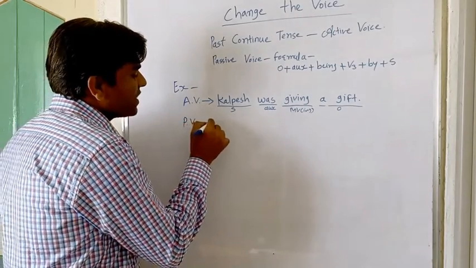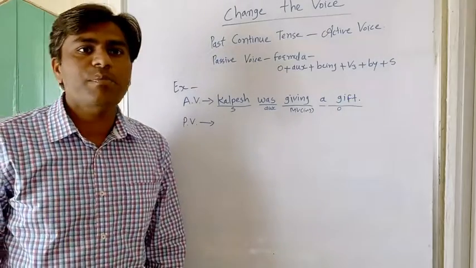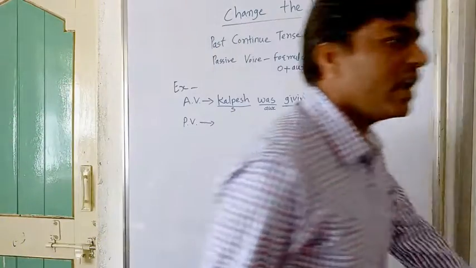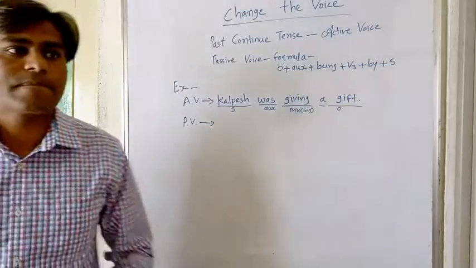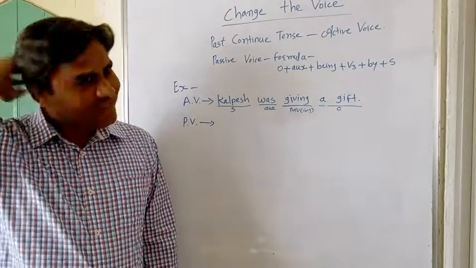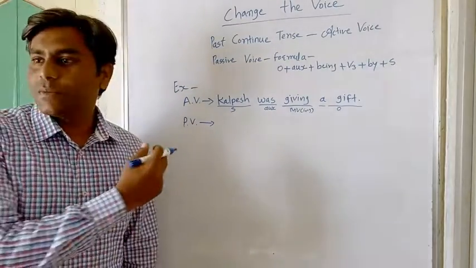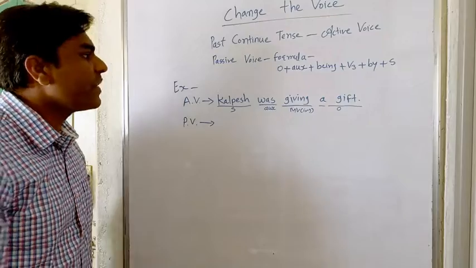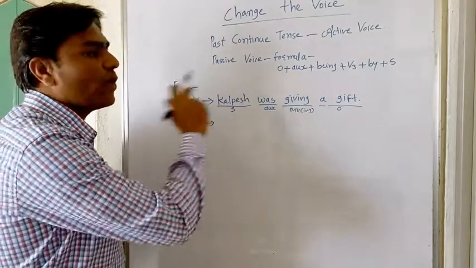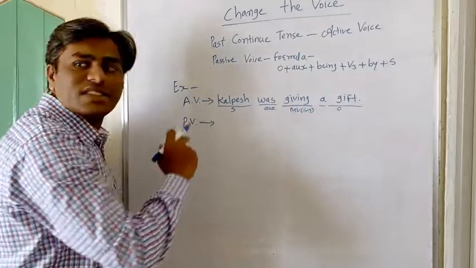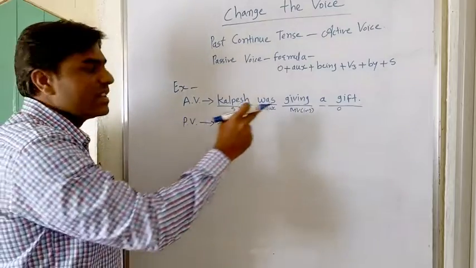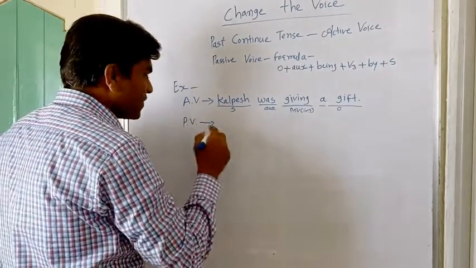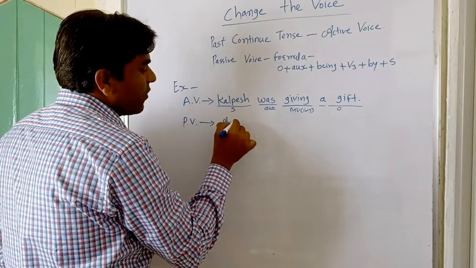Then I write here PV. PV means passive voice. So here is the passive voice. Now we have to use the formula. Now where is the object in the active voice? It is the object, a gift. Okay. So we have to write this object into the passive voice at the place of subject, that is, a gift.